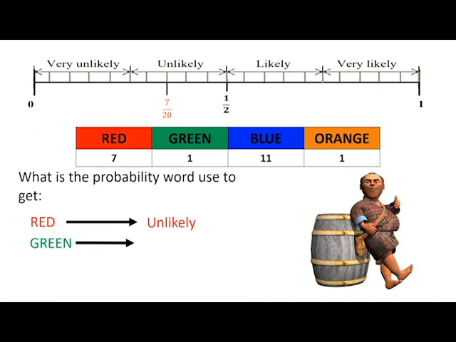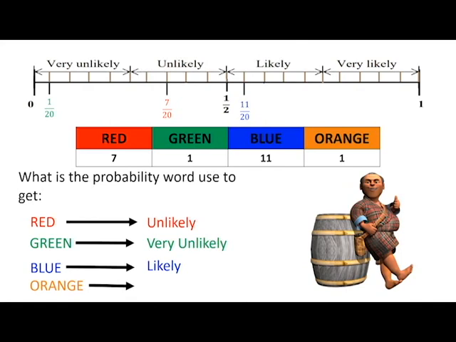How about green? Only one time out of 20 times, only one time. Very near to 0. Therefore, it is very unlikely. Blue? 11 out of 20. More than half, because 11 is more than 10. But still it is near to half. So, likely. Orange? Again, just 1 out of 20. So, very unlikely.